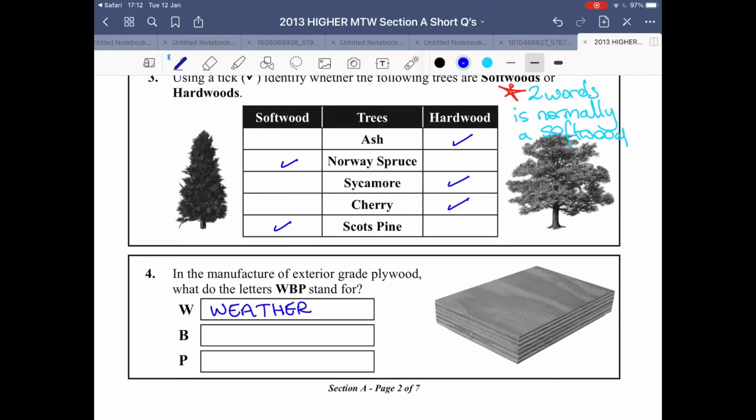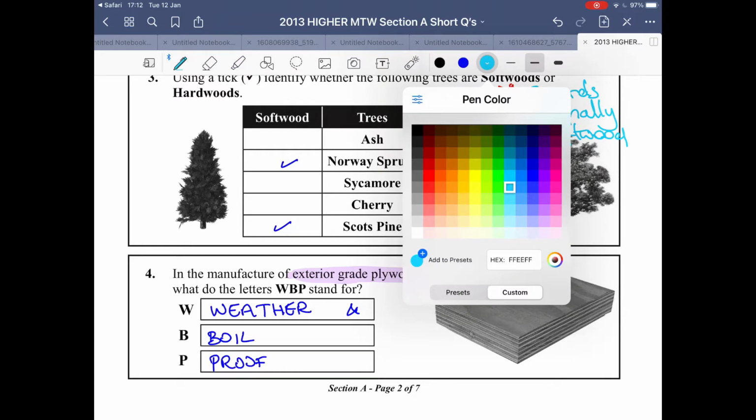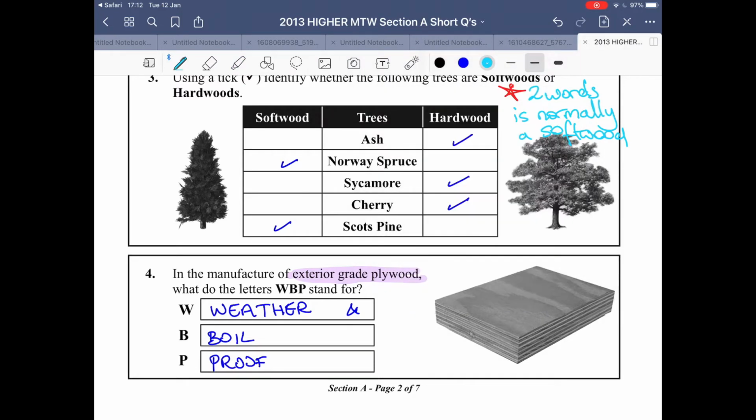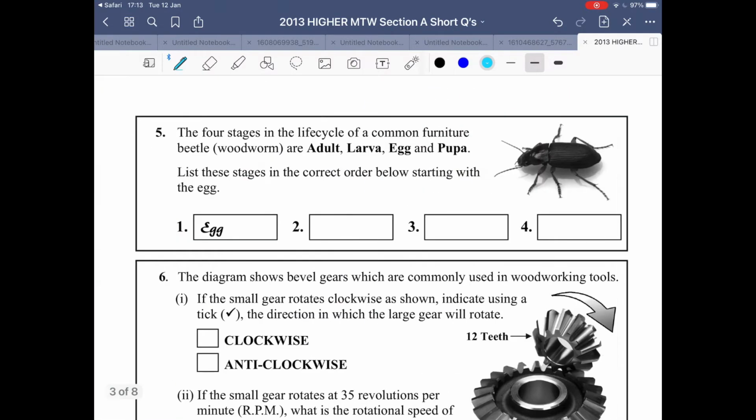So if it's for the exterior, well, what do we get in the exterior anytime? Well, first of all, exterior is outdoors. We get weather, we get rain. Some people also say that WBP stands for water and boil proof. Look, either answer is perfectly correct. Okay, so weather and boil proof, it is plywood that can be used outdoors effectively, usually more expensive.